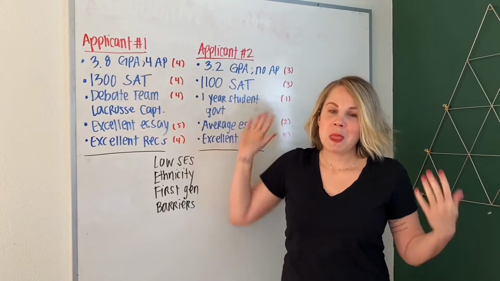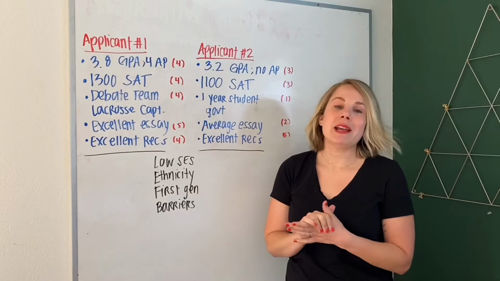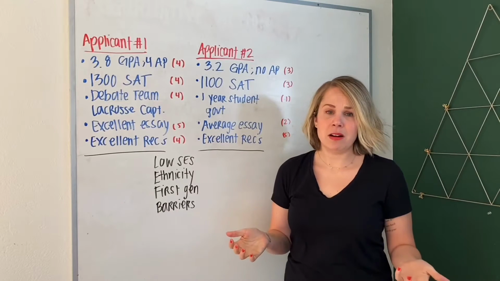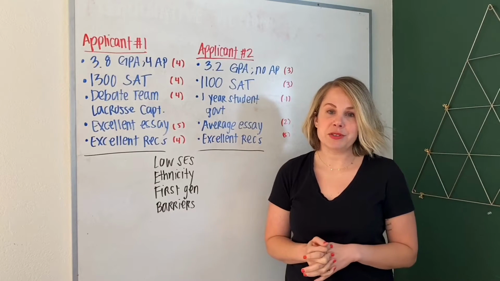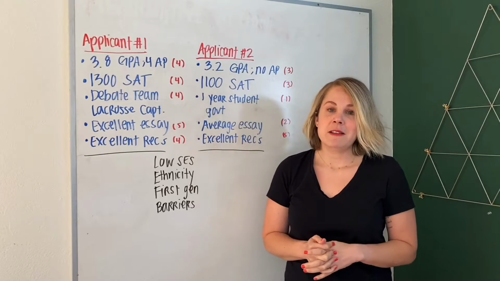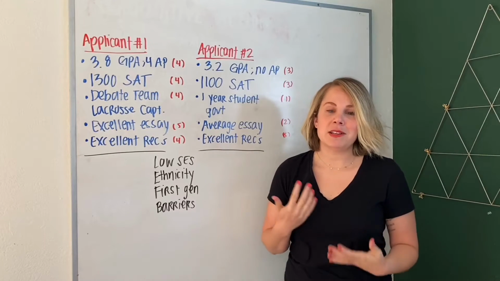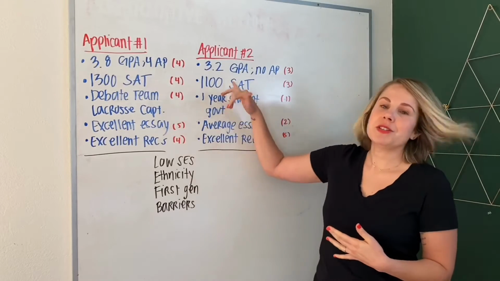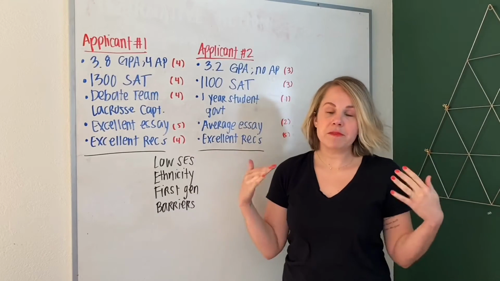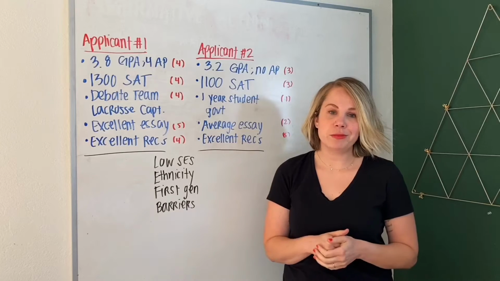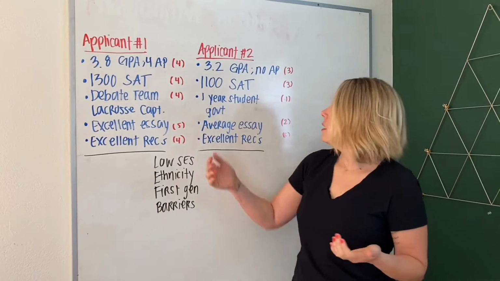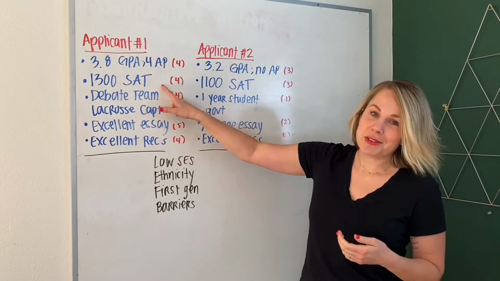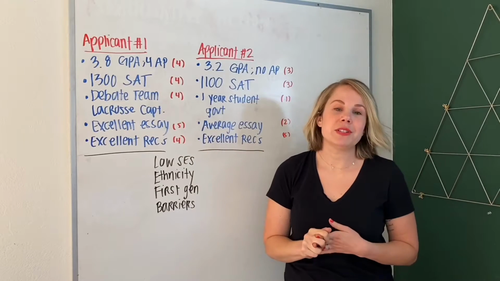Applicant 1, higher GPA, also has 4 AP classes. AP classes are pretty important when you're applying, especially to competitive universities. They count for higher grades. They're seen as prepping you better for university courses. Applicant 2 has a lower GPA, still above the minimum threshold, 3.2, no AP classes. SAT scores, so out of 1,600, they have a 1,300.